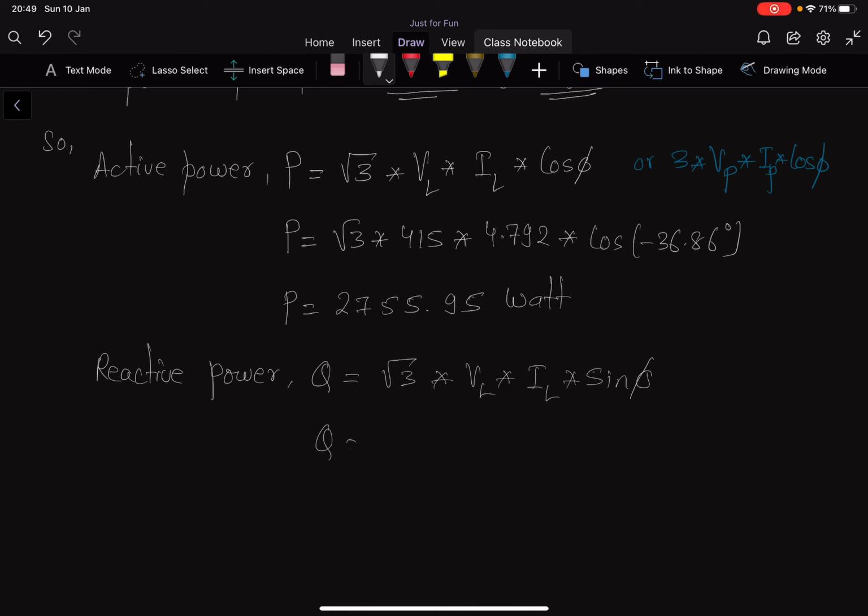So Q equals root 3 times 415 times 4.792. Remember, only the magnitude, no angle. And then I'm using sine of minus 36.86 degrees. If you use this in the calculator, what you're going to get is minus 2066.22. The unit of reactive power is var.